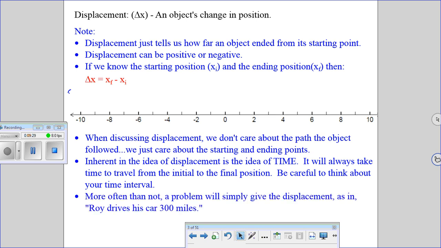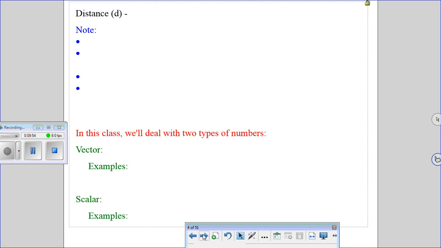More often than not, a problem will just simply give you the displacement. Like it'll say, Roy drives his car 300 miles. And then you just know that's your displacement. If the problem doesn't say anything about direction, then just assume that the object is moving in a positive direction. So in this example, Roy drives his car 300 miles. It doesn't say what direction it is, so let's just call the direction forward, which we will assume to be positive.